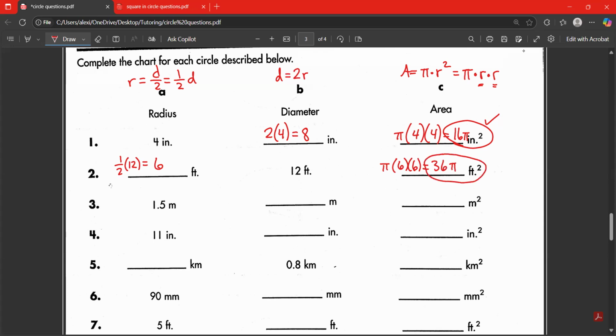The units are squared when we're talking about area, because remember, this is the same as saying pi times 6 feet times 6 feet. And feet times feet is feet squared.